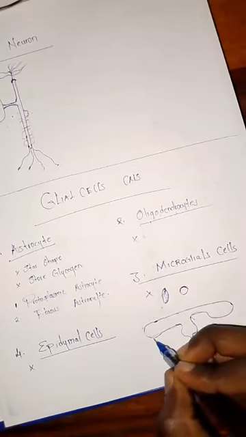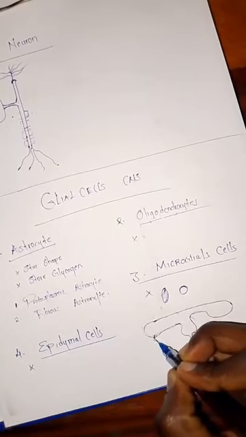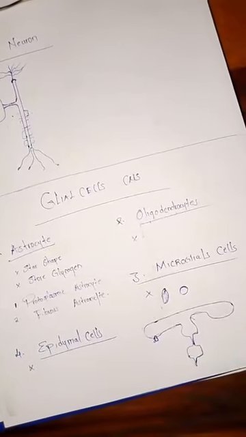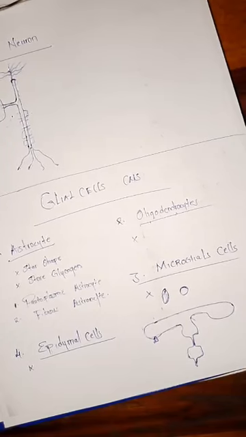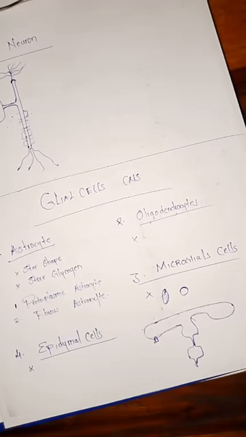The ependymal cells are involved in the formation of what we call the choroid plexus. These cells help in the formation of the cerebrospinal fluid via the filtration of blood plasma. So these ependymal cells filter the blood plasma to form the cerebrospinal fluid, which circulates into the ventricular system of the brain. We are going to know more as we do neurophysiology on this particular part.